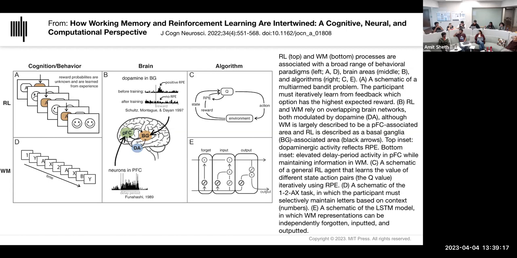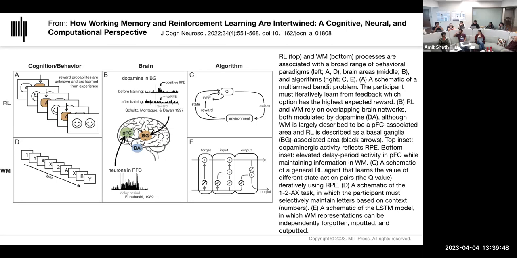Let me make a guess about where this might be going. I haven't read this paper, but I think what's going on here is the need for a much more rigorous concept of working memory, and that working memory and reinforcement learning need to be considered together, and that working memory is an important concept in attention and control that is not properly exploited in reinforcement learning.